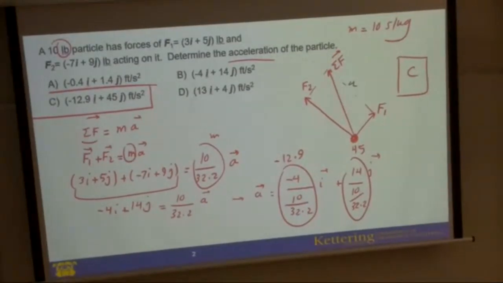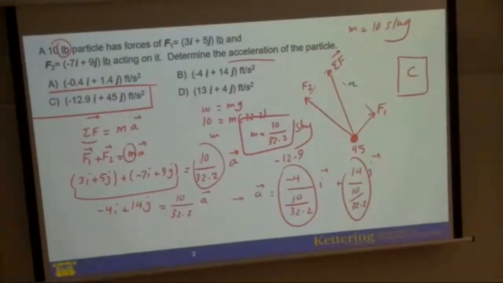Got it? Yes? Okay. Any questions? Why did you divide by 32.2 instead of multiplying by it? Just because the weight is mg. The weight, 10, equals m multiplied by 32.2. The mass will be 10 over 32.2. Thank you. Correct.